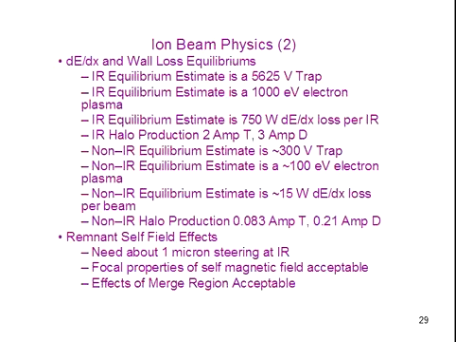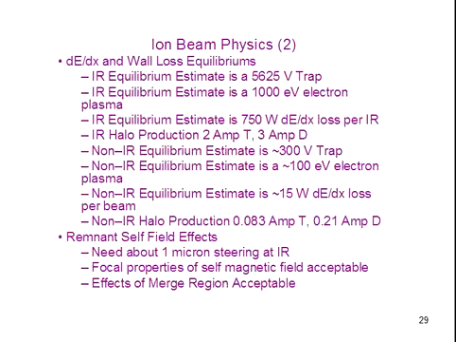The amount of non-neutralized ions in that shell that we saw on the previous slide corresponds to about 2 amperes of tritium beam and about 3 amperes of deuterium beam. For the non-interaction regions, the equilibrium estimates are about a 300 volt trap with a 100 eV electron plasma temperature. In the non-interaction regions, the equilibrium estimate is that we'll have about a 15 watt DEDX loss per beam. And in those non-interaction regions, we'll again have a bit of non-neutralized beam that will lead to halo, which will be about 83 milliamps for the tritium case and about 210 milliamps for the deuterium case.